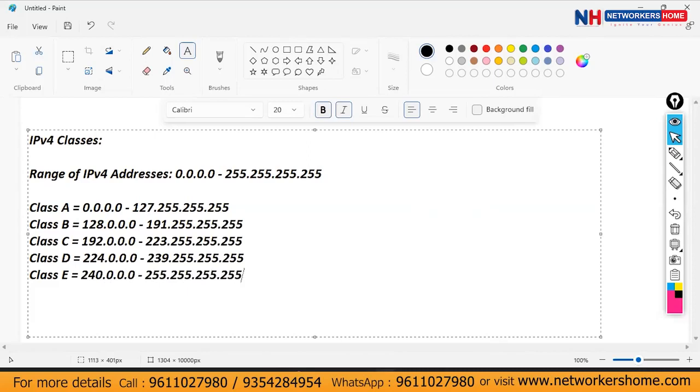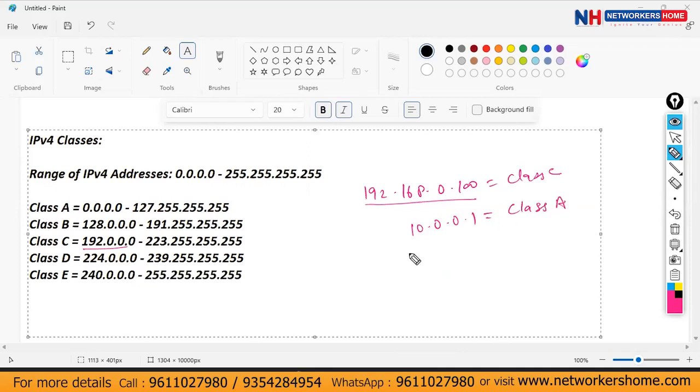And looking at the range, looking at the IP address, let's say I write one IP address, 192.168.0.100. Which range does this IP address belong to? Class C. Like this, we can know. If I say 10.0.0.1, this is class C. What about this address? Class A.